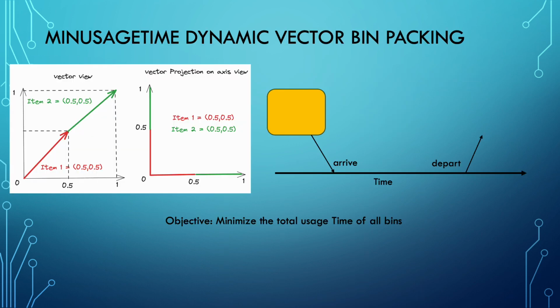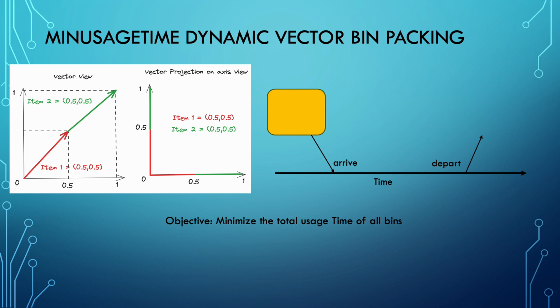The exact variant of bin packing problems that fits virtual machine placement is the min usage time, dynamic vector bin packing. So there are three keywords. First is the vector. It means that items have different dimensions and each dimension may have different sizes. Next, dynamic means that items have arrival times and departure times. An item may arrive at any time and depart at any time after it.